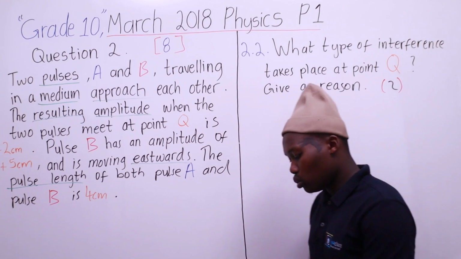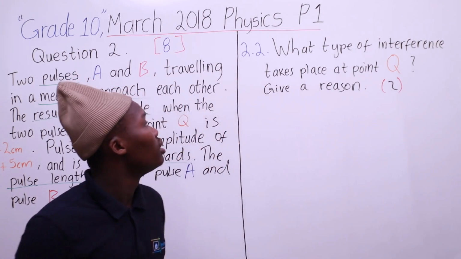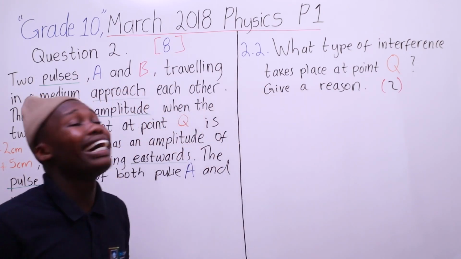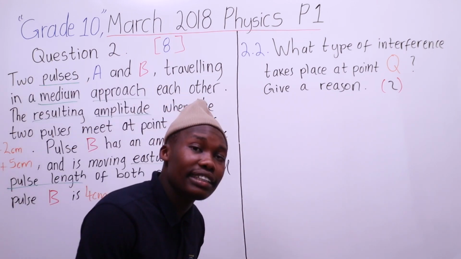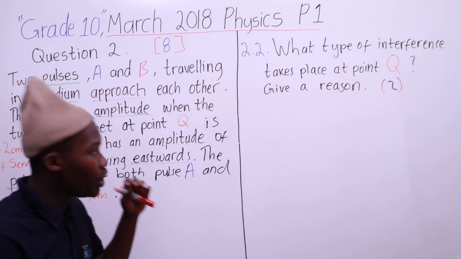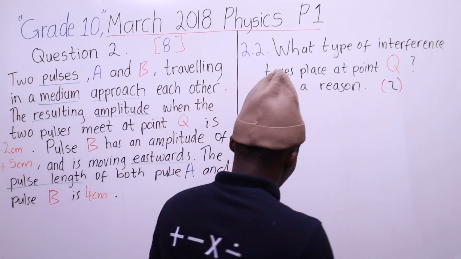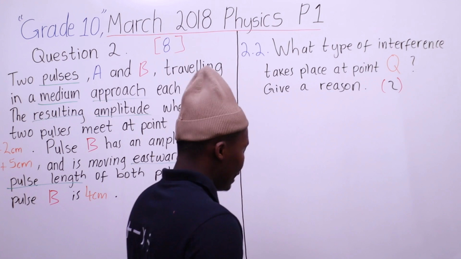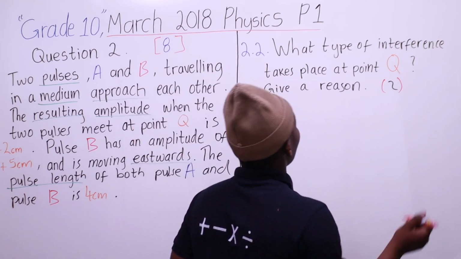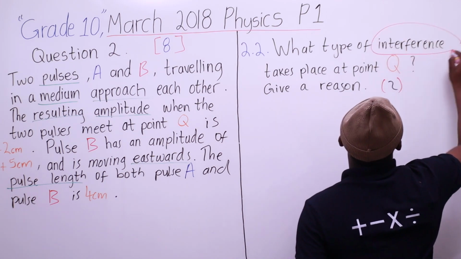Okay, now go to 2.2. Look here, what type of interference takes place at point Q? Give a reason. 2 marks. Remember here. Interference.